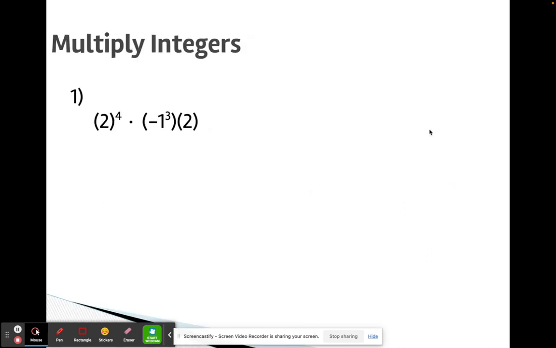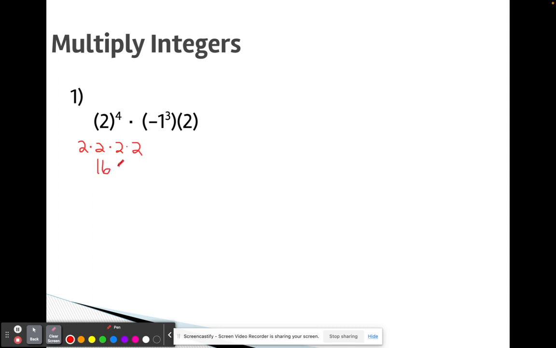Let's practice. I have 2 to the 4th power times negative 1 to the 3rd power times 2. Jumped ahead. What does that mean? Well, this means positive 2 times positive 2 times positive 2 times positive 2. And if I multiply those all out, 2 times 2 is 4, times 2 is 8, times 2 is 16.